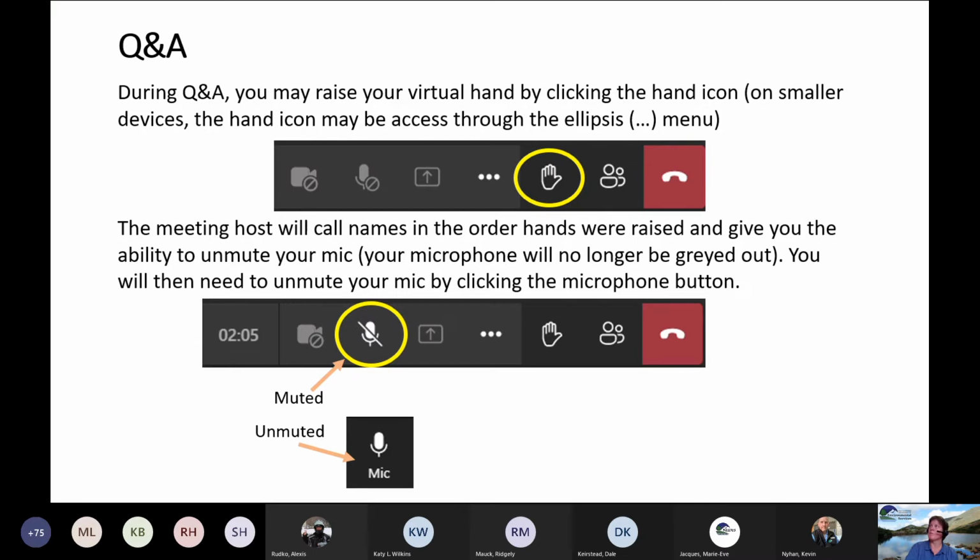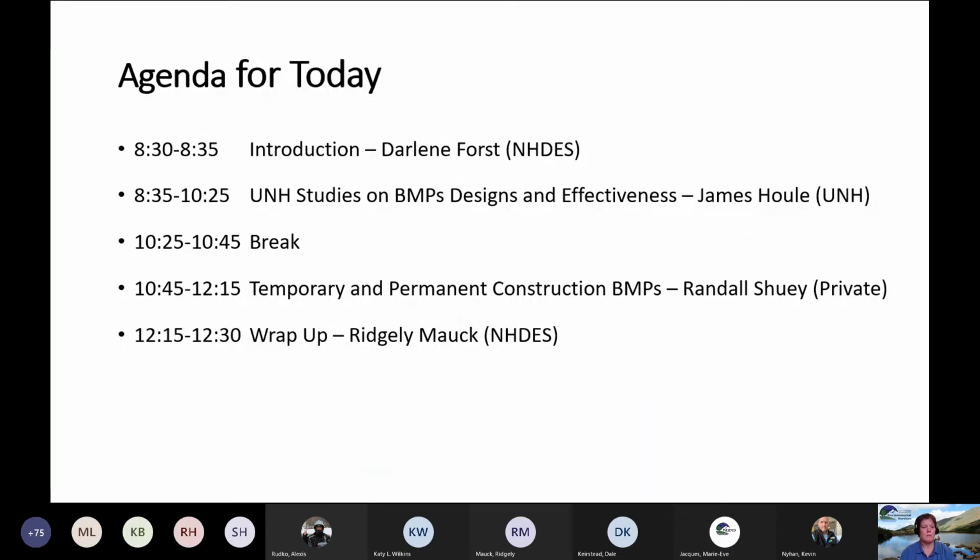Having progressed through that part, let's get into our agenda for today. At 8:30, which would be about 5 minutes ago, we had the introduction by myself from DES. We're going to move on now to UNH Studies on BMPs Designs and Effectiveness, presented by Mr. James Houle out of the University of New Hampshire. Then we'll have a brief break. We will come back for a presentation on temporary and permanent construction BMPs by Mr. Shuey. After that, we'll have a wrap up hosted by Ridge Mock of the Alteration of Terrain program here at DES.